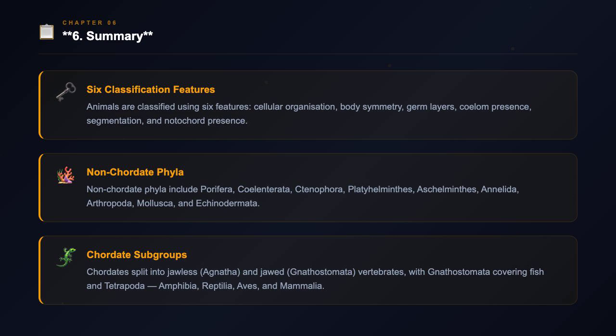Chordates are divided into Agnatha, covering jawless vertebrates, and Gnathostomata, covering jawed vertebrates. Gnathostomata includes Pisces with cartilaginous and bony fish, and Tetrapoda. Tetrapoda covers 4-limbed vertebrates, including Amphibia, Reptilia, Aves, and Mammalia. Each group has distinct characteristics, such as feathers, scales, or mammary glands.